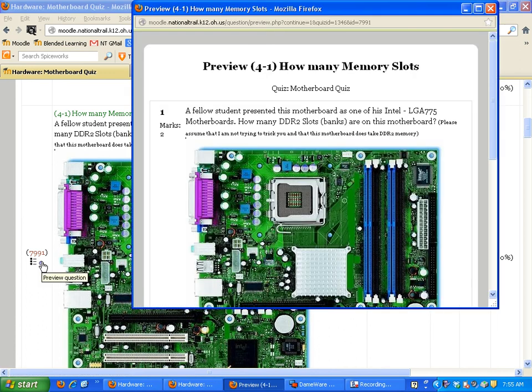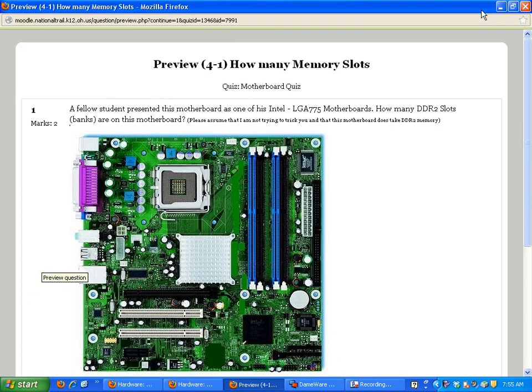This is a trip around the motherboard. This one's just a really easy question. Why did anybody miss this? A fellow student presented this motherboard as one of his Intel LGA 775 motherboards. How many DDR slots or banks are on this motherboard? Please assume that I am not trying to trick you and that this motherboard does take DDR2 memory. Because my students go, oh, how am I supposed to know? I gotta look it up. I'm just asking you to count. 1, 2, 3, 4.